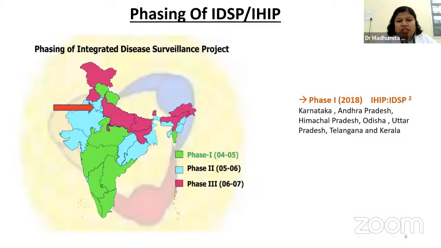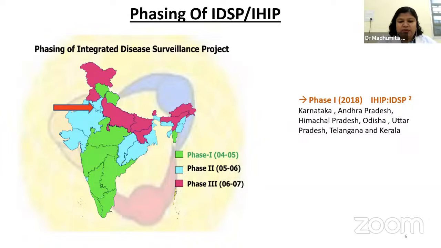In the phasing of IDSP and IHIP, the IDSP was phased in three phases. The first phase was launched from 2004 to 2005, the second phase from 2005 to 2006, and the third phase was from 2006 to 2007. The IDSP IHIP was soft launched in 7 states: Karnataka, Andhra Pradesh, Himachal Pradesh, Odisha, Uttar Pradesh, Telangana, and Kerala through video conferencing by the Secretary of Health and Family Welfare, Government of India, on 26th of November 2018.